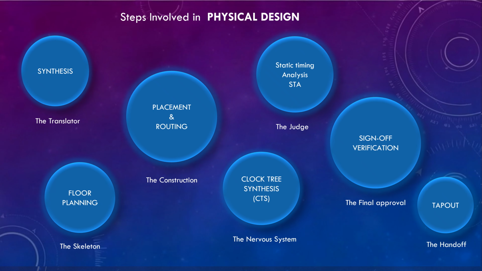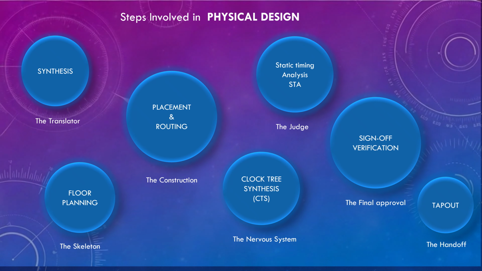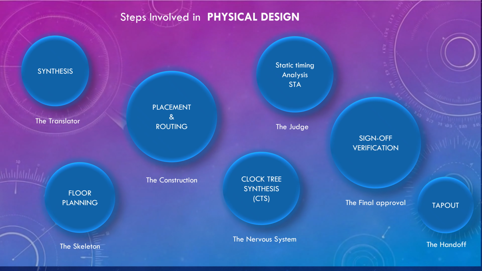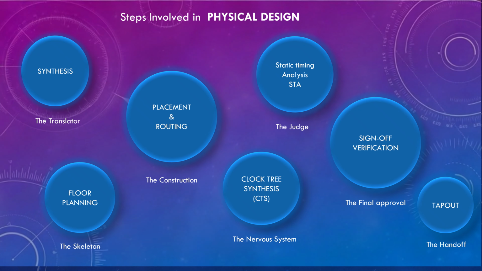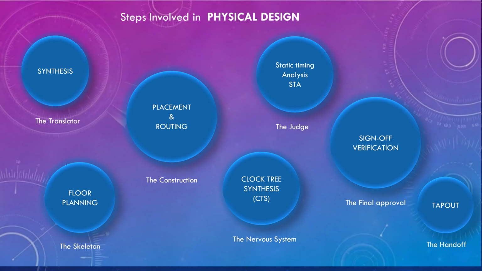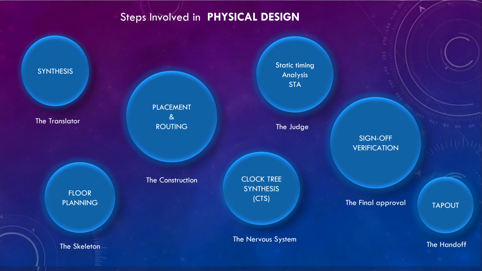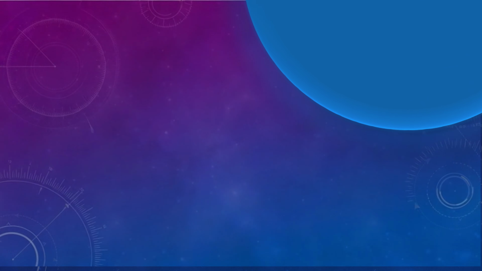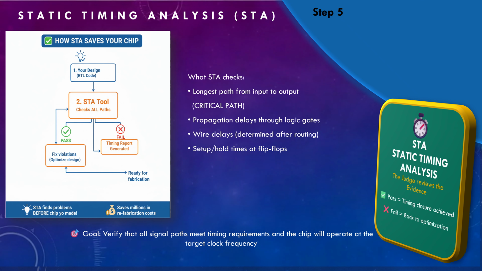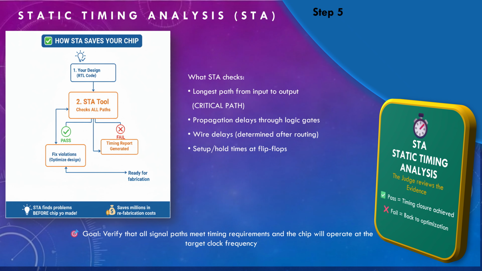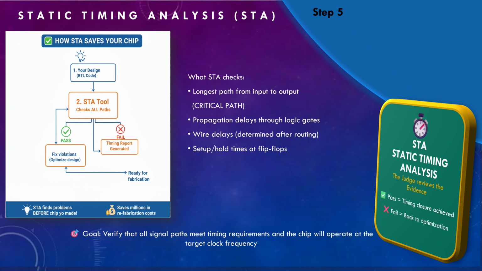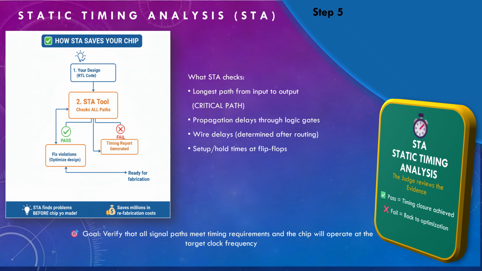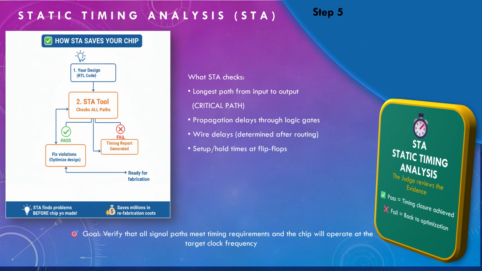Step 5. Static timing analysis. This is where the judge enters. After placement, routing, CTS, you think you're done? Not so fast, buddy. Static timing analysis checks: will this chip actually run at the target frequency? What does static timing analysis do? It analyzes every signal path in the design, checks setup time and hold time violations, and gives you a pass or fail.